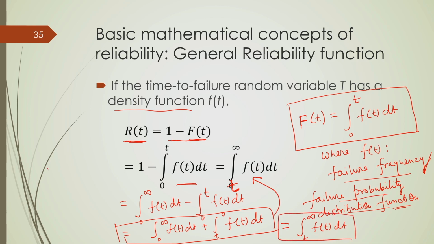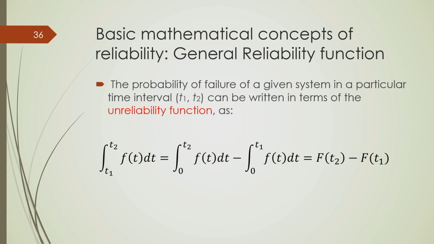So, R(t) we got as the integration from t to infinity of f(t) dt. Okay. And F(t) we already know is equal to the integration from 0 to t of f(t) dt, where f is your probability distribution function or probability density function, which is called the failure probability density function. Okay. So, we got the relationship of the failure probability density function with the reliability function as well as the unreliability function or failure function.